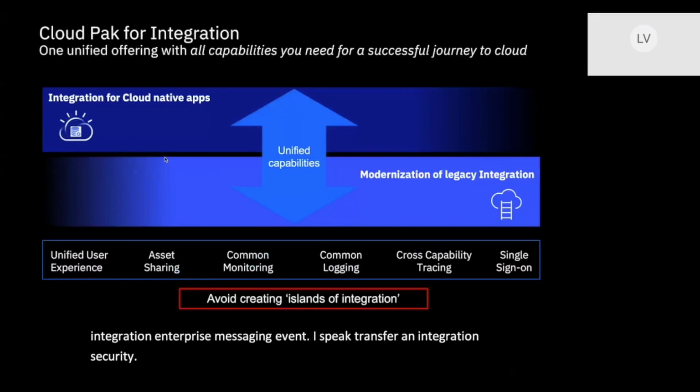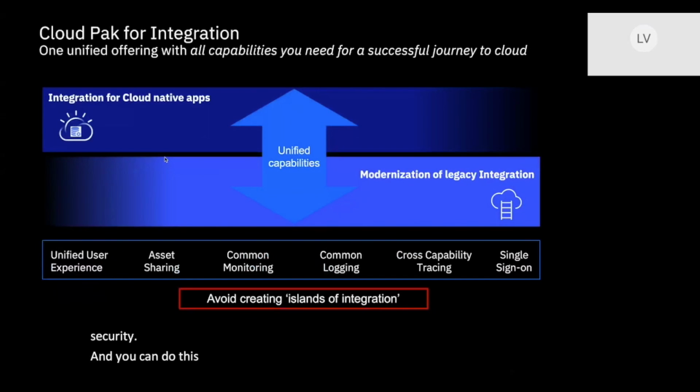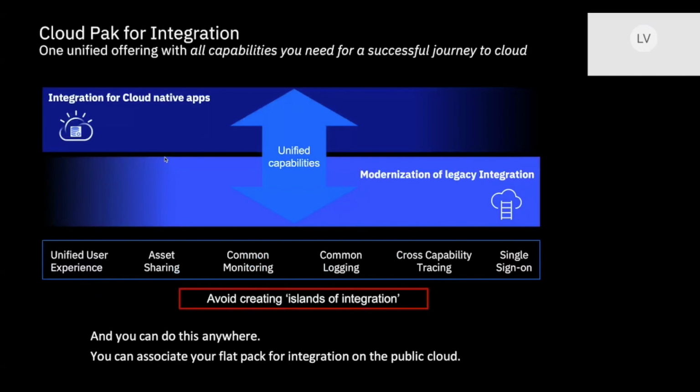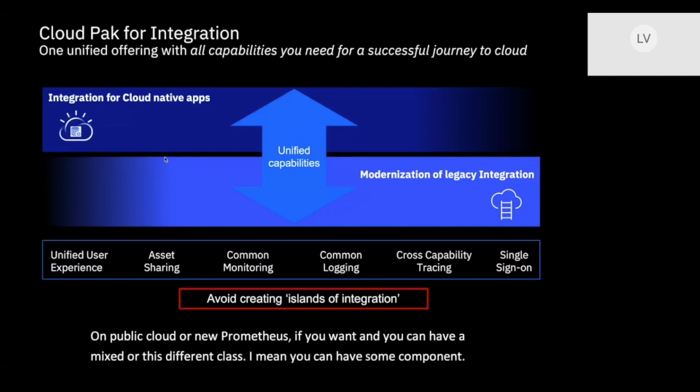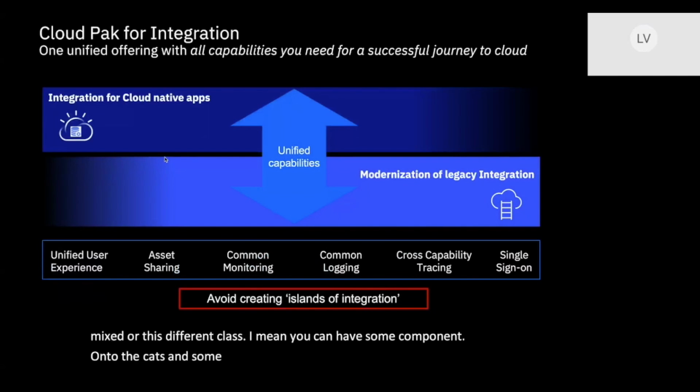And you can do this anywhere. You can instantiate your Cloud Pak for integration on the public cloud, or on your premises if you want, and you can have a mix of these different clouds. I mean, you can have some components on public cloud, some other components on your premises, I mean, behind your firewall if needed, for any reasons. That's quite usual.